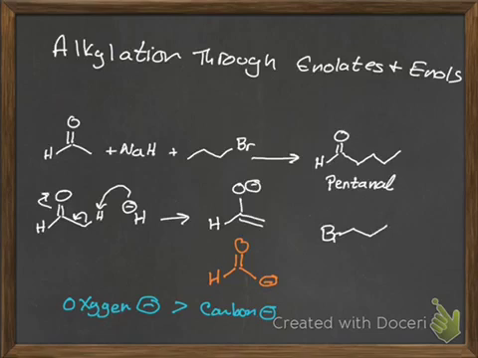Okay, so there's our 1-bromopropane. Here's how the mechanism works. Reform the carbon-oxygen pi bond, break the carbon-carbon pi bond, and those electrons will do a nucleophilic attack on that primary alkyl halide and knock off the bromine. So what we get is the pentanal like we have there.